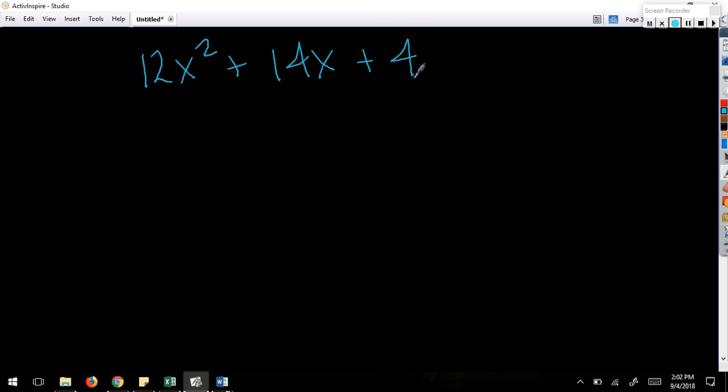So looking at this example, does it have a GCF? Yes. What is the GCF? 2. Do we all agree? Just like the ones we just did. So if we take that 2 out, like we did before, what's left? Y'all can do this. 6x squared, 7x, and 2. Okay?